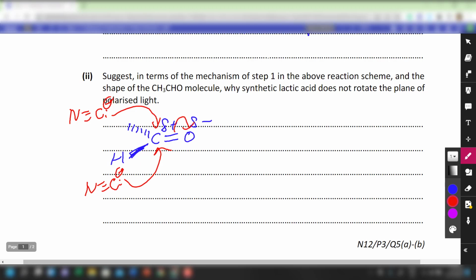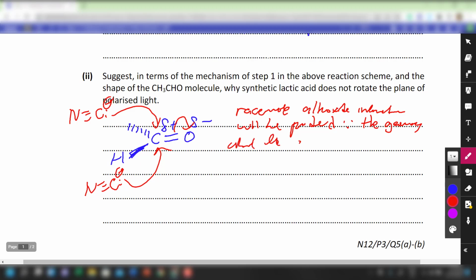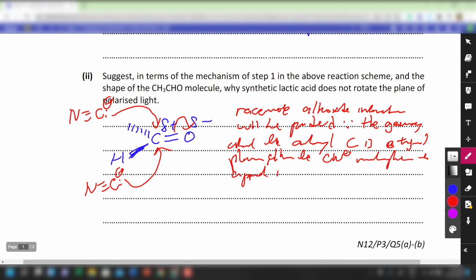Because of this, racemic alkoxide intermediates will be produced, because the geometry about the carbonyl carbon is trigonal planar, allowing the cyanide nucleophile to approach it from the top and bottom plane with near equal probability.